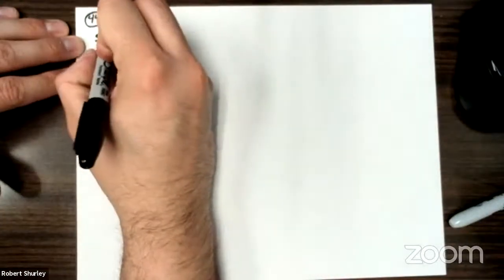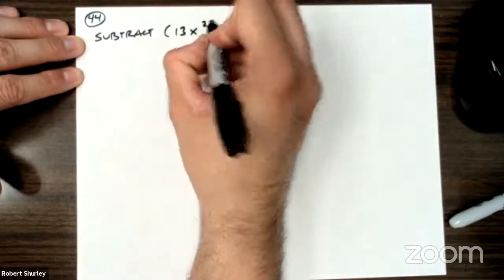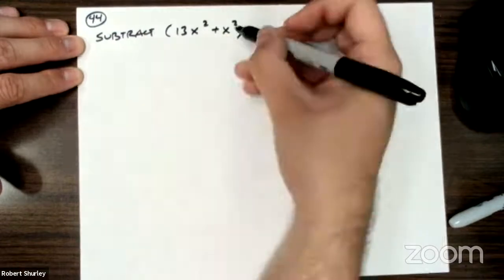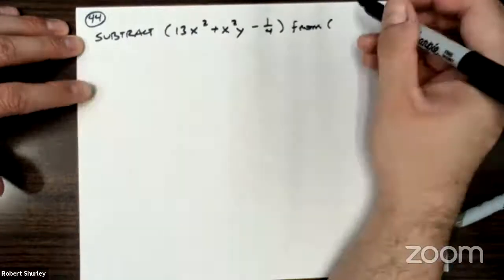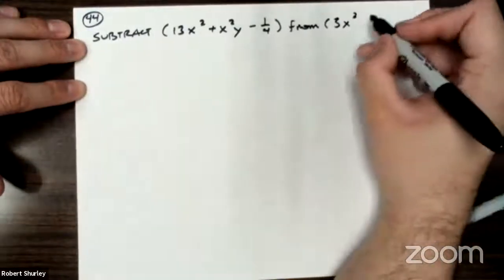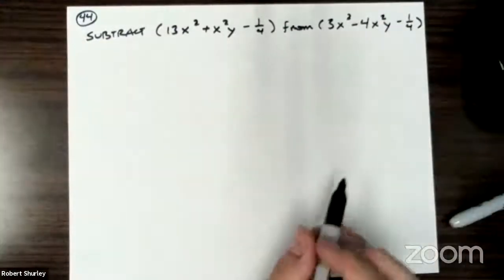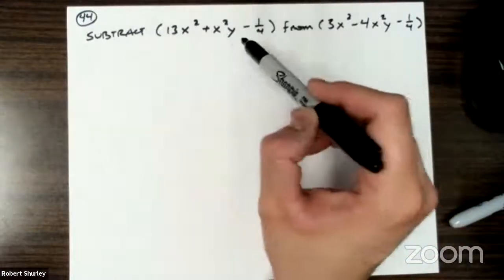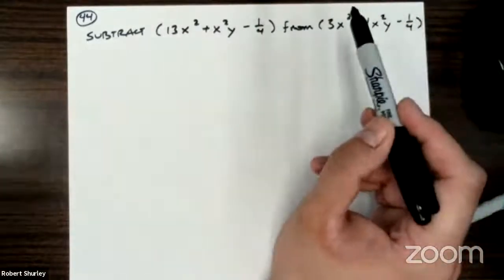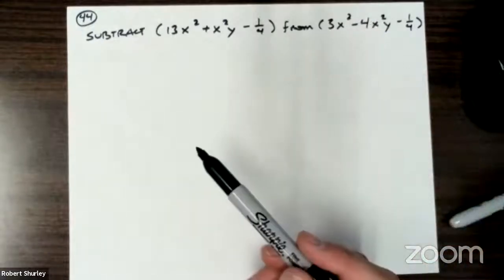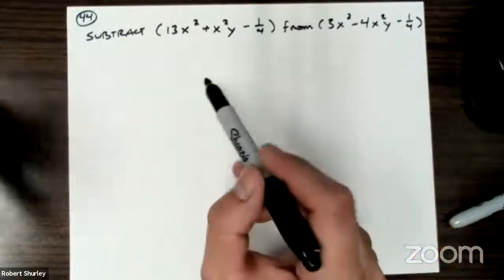And it states subtract 13x squared plus x squared y minus 1/4 from 3x squared minus 4x squared y minus 1/4. Okay, so we're going to subtract this first polynomial from the second polynomial. The way you actually write that is, since we're subtracting, this is like saying subtract 2 from 5, right? So it would be 5 minus 2.